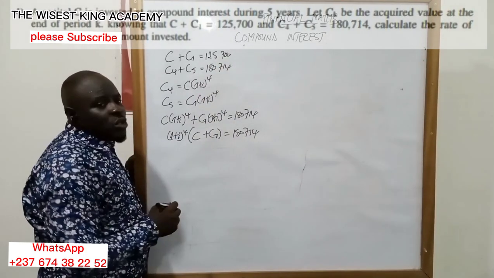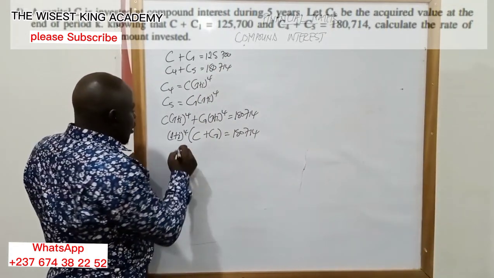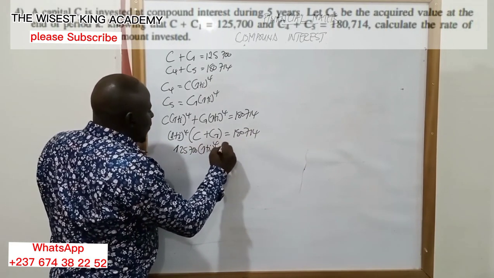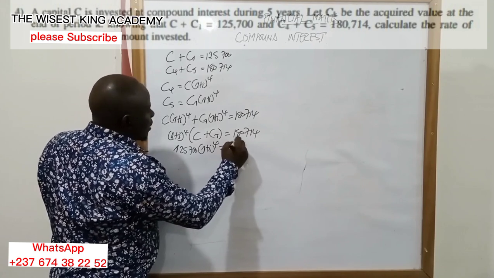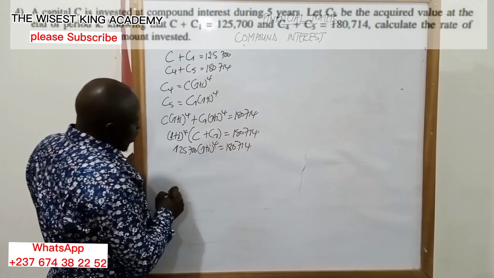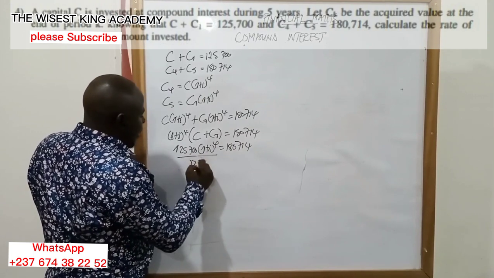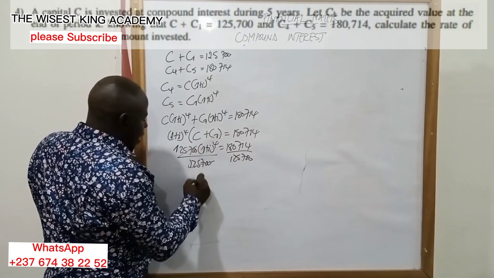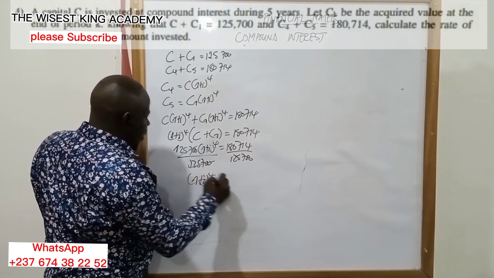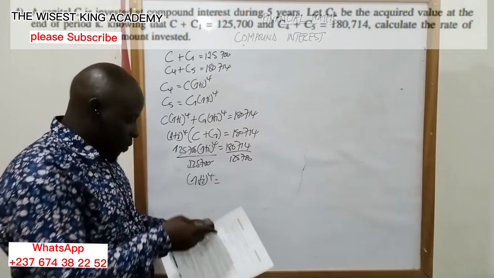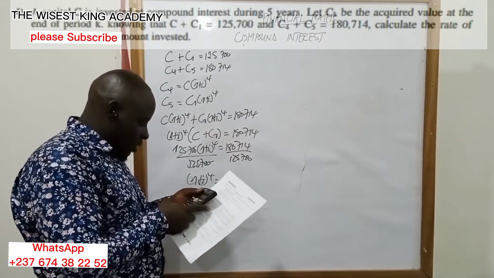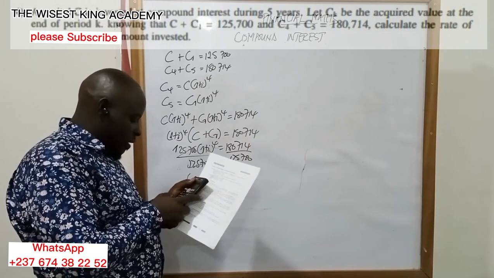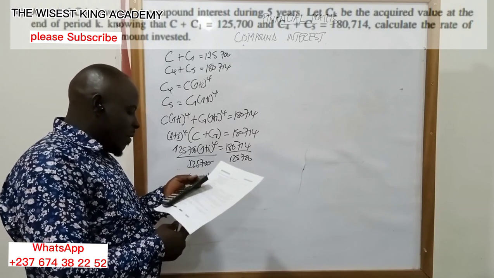Do I know C plus C1? Yes. C plus C1 is 125,700. So I have 125,700 into 1 plus I raised to the power 4 equals 180,714. What do we do? Divide both sides by 125,700. So I have 1 plus I raised to the power 4 equals 180,714 divided by 125,700.